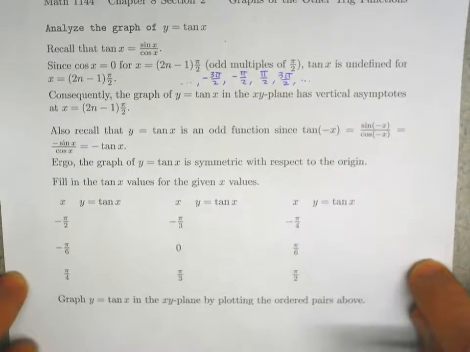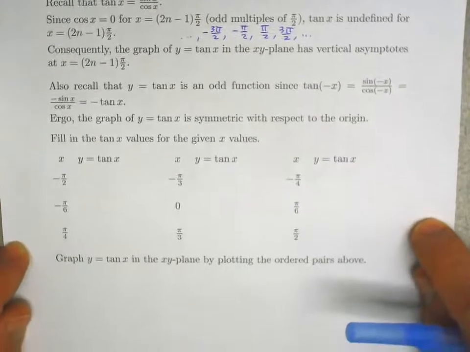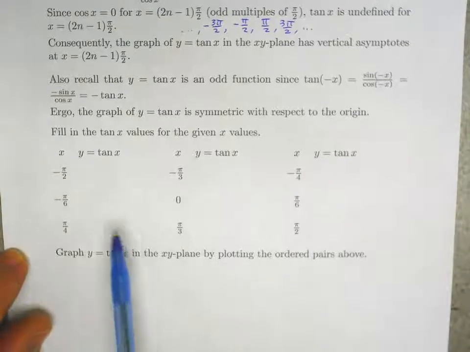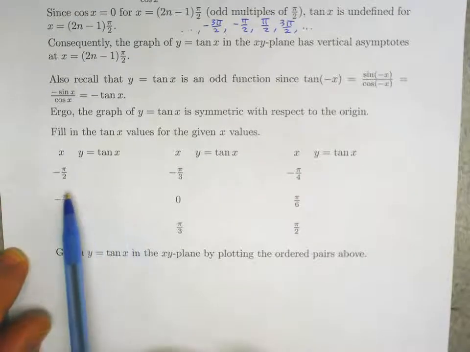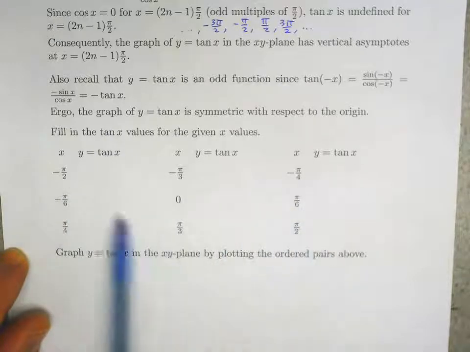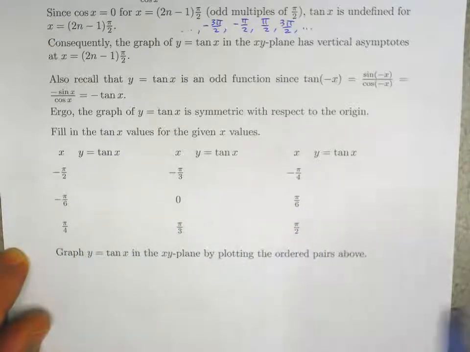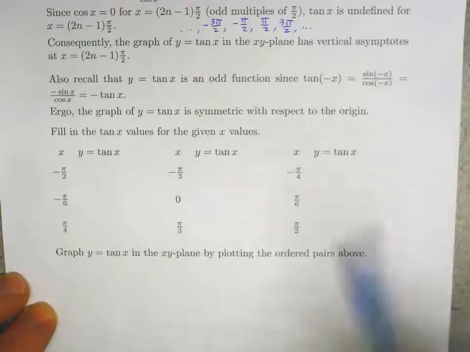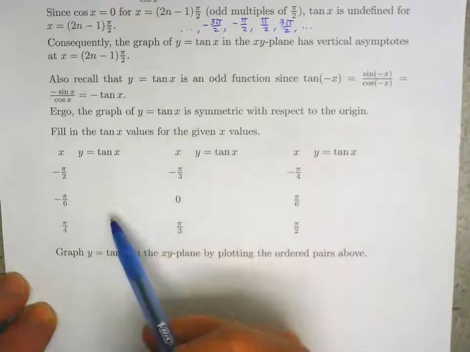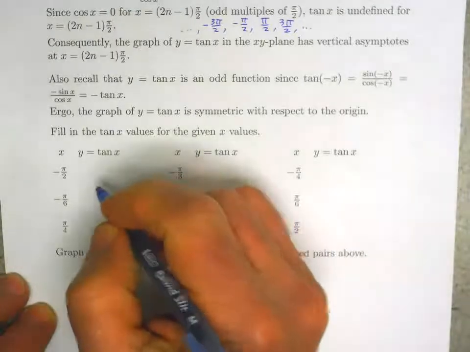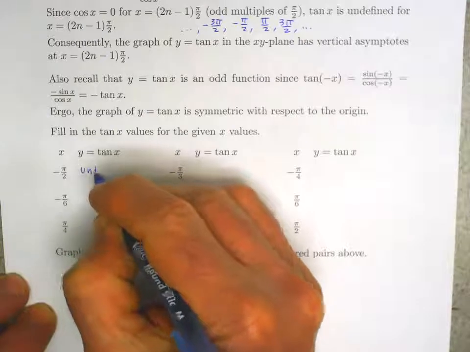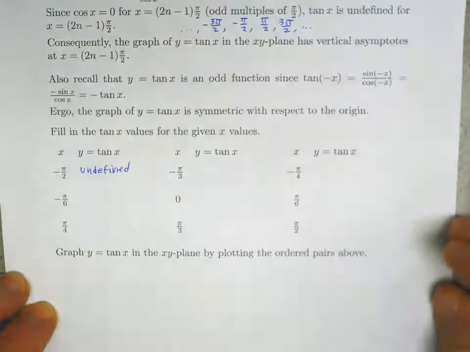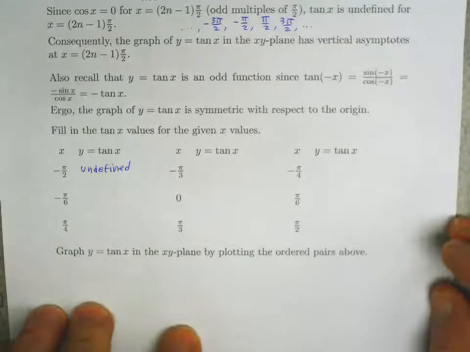Okay, before graphing one period of the y equals tangent of x function, we'll evaluate the tangent of x at several input values. When x is negative pi over 2, as we just mentioned, tangent of negative pi over 2 is undefined because the denominator is 0. Division by 0 is undefined.